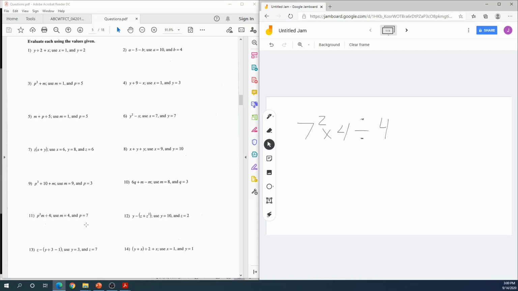So we'll do our exponents first. 7 squared is equal to 49. 49 times 4 divided by 4. So 4 divided by 4 is just equal to 1. So we get 49 times 1, which is just equal to 49. So exponents first, went ahead and did our division next, and then finally our multiplication. Again, just did a plug and chug on this.